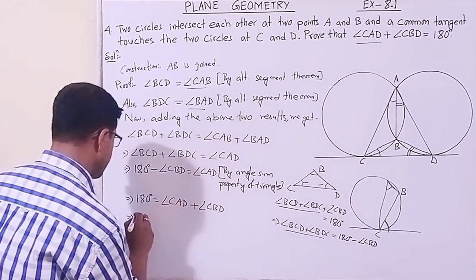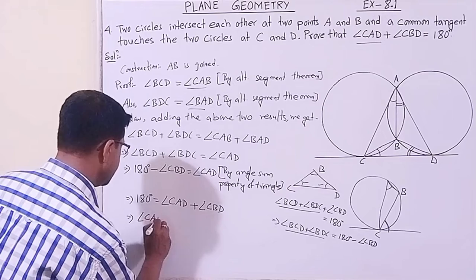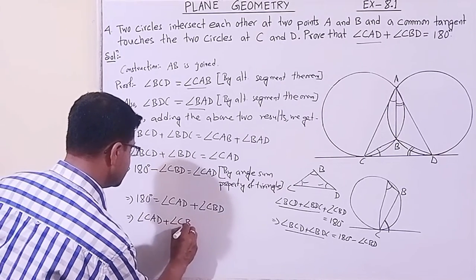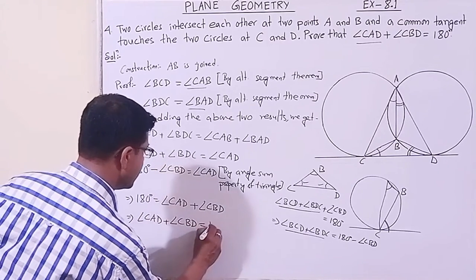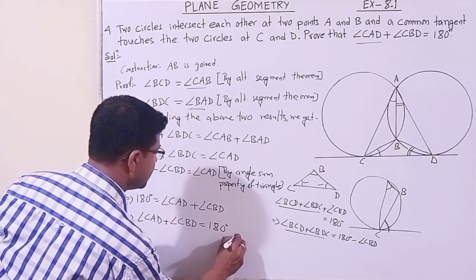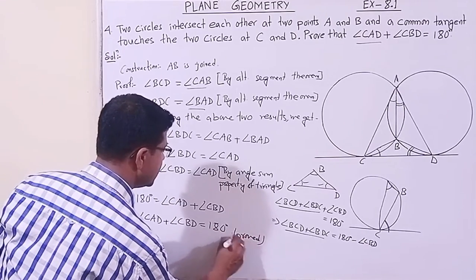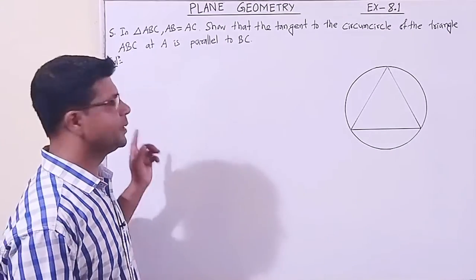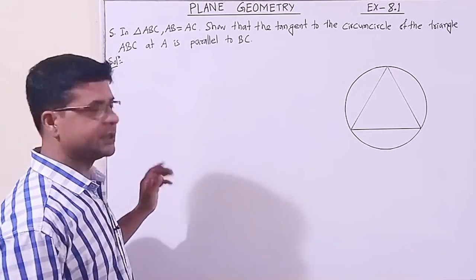Let us write according to the demand of the question, angle CAD plus angle CBD. What is their sum we have obtained? 180 degrees. You see, the proof is very simple. Got it? My beloved students, we have taken another easy question. This is question number 5. Let us read the question.